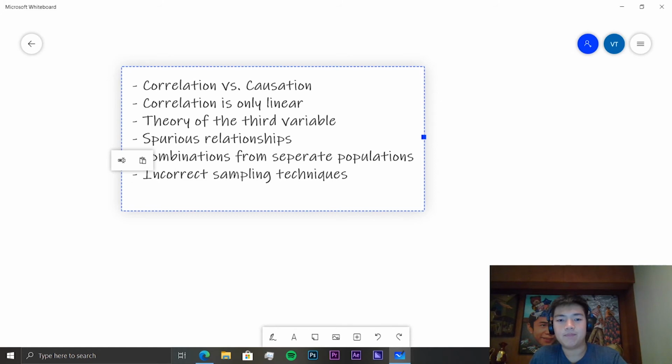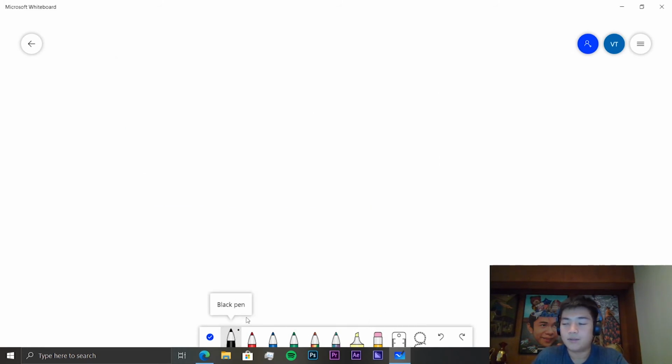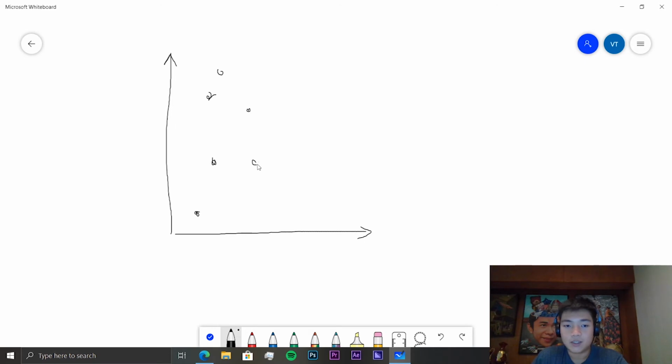With that being said, let's move on to some questions. And so I'll do the odd ones. The first one is to consider the following scatter plots and suggest explanations for the form, strength, and association. So this first scatter plot shows the grade in maths versus the grade in art.